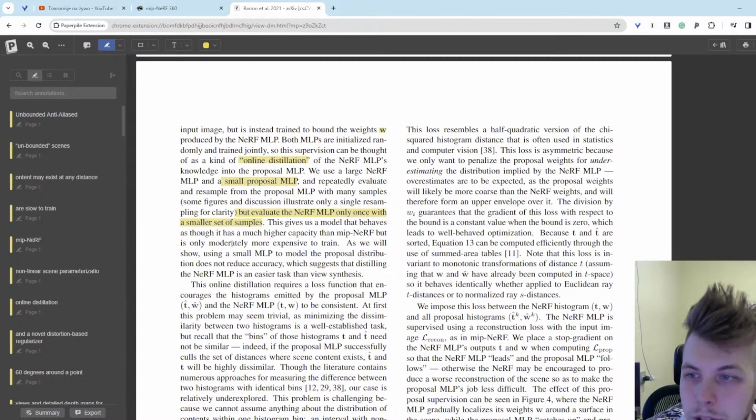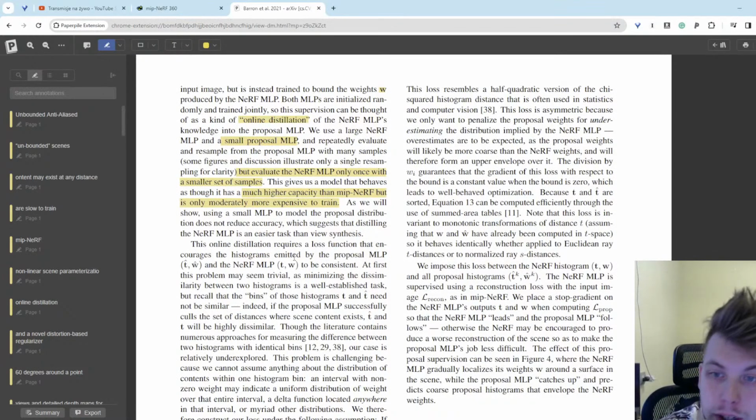Okay, this gives us a model that behaves as though it had much higher capacity than Mip-NeRF, but it's only moderately more expensive to train. That's great. As we show, using a small MLP to model the proposal distribution does not reduce accuracy, which suggests that distilling the NeRF MLP is an easier task than view synthesis, which is probably true. This online distillation requires a loss function that encourages the histogram emitted by the proposal MLP. So this is our histogram, this is our amount of weight, which comes from the density for the specific region. And the NeRF MLP to be consistent, right?